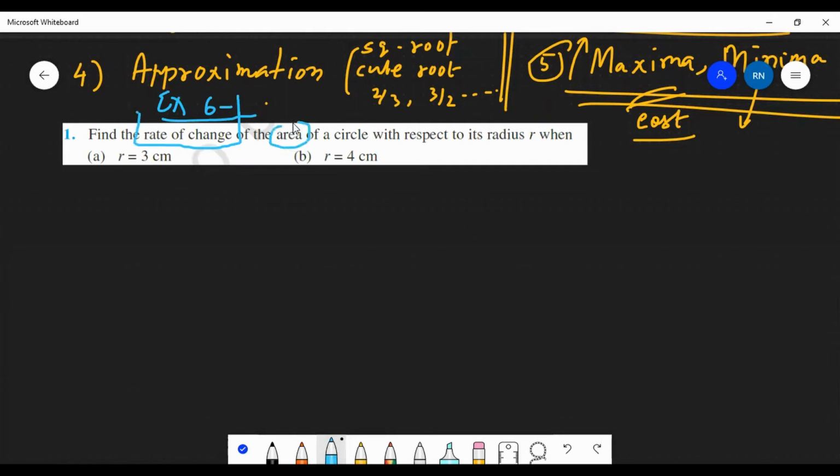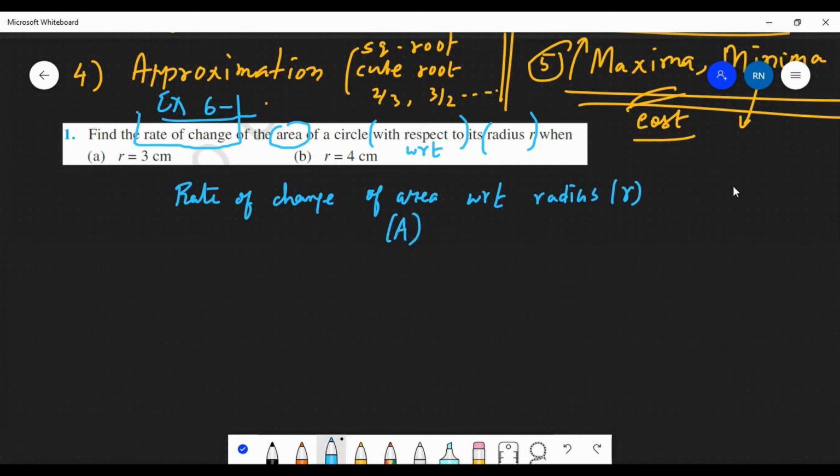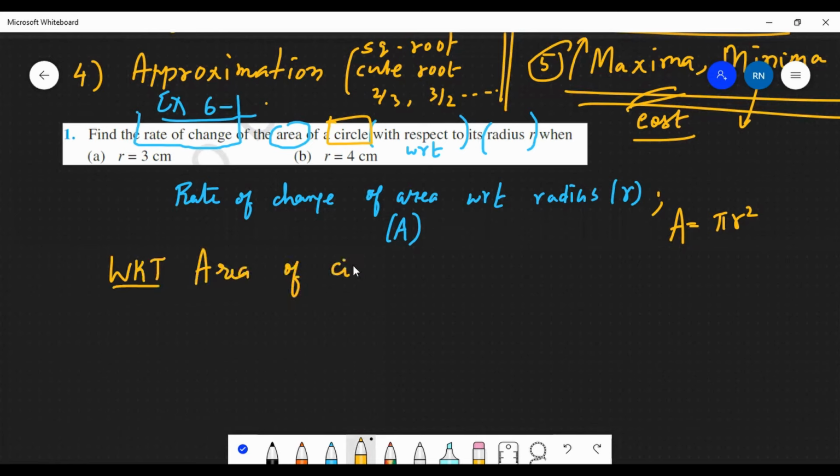We have to find the rate of change of area with respect to radius r. So you have to find the rate of change of area with respect to radius. For radius, they have mentioned the symbol r. For area, you can make your own symbol. And what is the shape involved? It is a circle. Very easy. You already know the area of a circle, pi r square. So you just have to mention, we know that the area of a circle, let us give the symbol uppercase A, is pi r square.